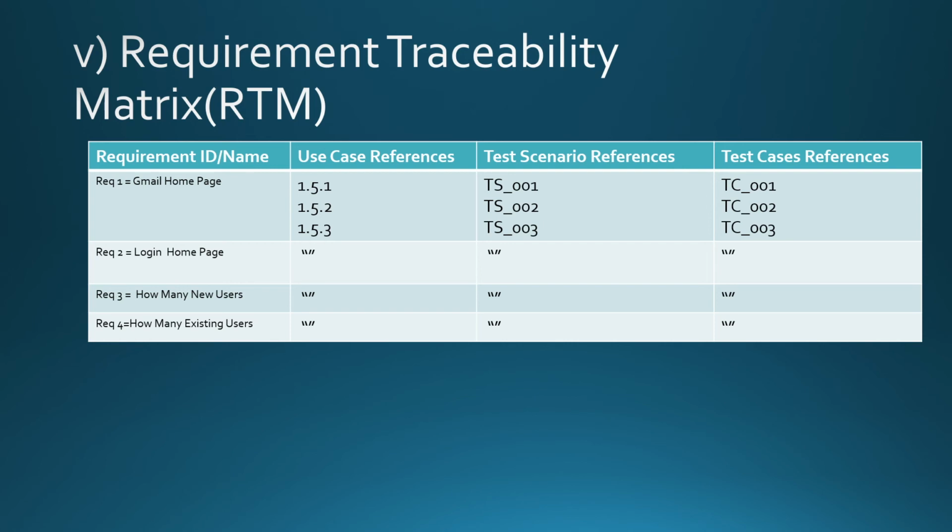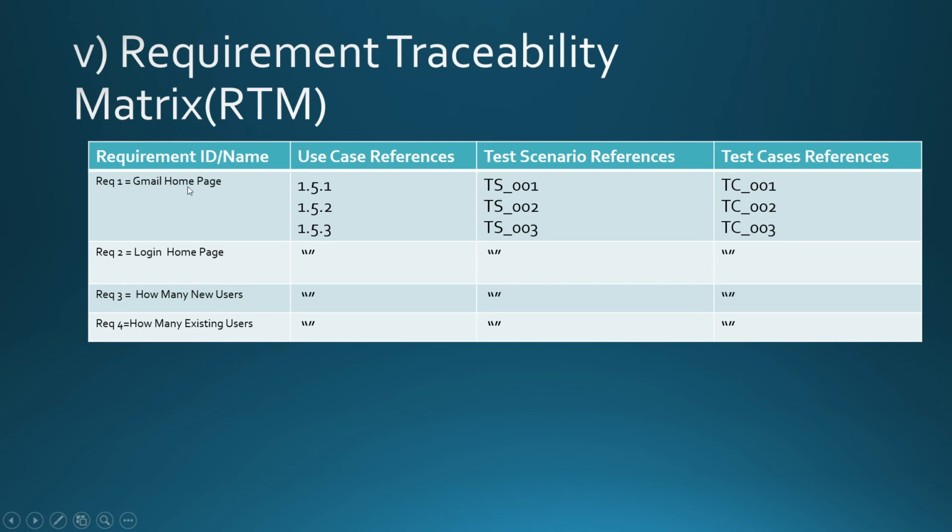Here you can see this is one requirement traceability matrix template. Here you can see the first column I am having, requirement ID or name, which corresponds to this use case reference, that is 1.5.1, and it corresponds to this scenario reference, that is test scenario 001. Based upon this corresponding requirement ID, these are all the test case references.